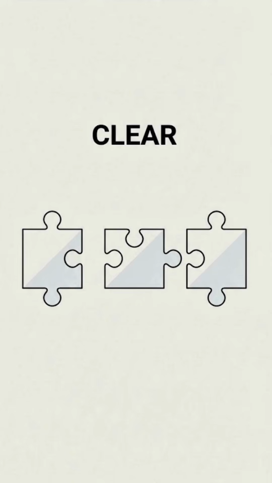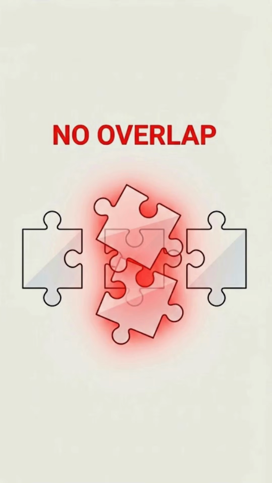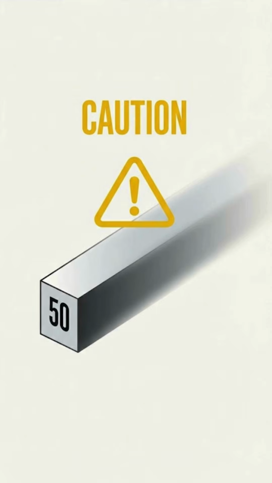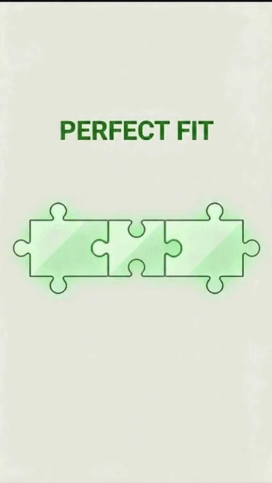These limits must be clear and definite. They should not overlap. They should not leave gaps. And we must avoid confusing open-ended classes like above 50 unless absolutely necessary. Clarity ensures every observation fits into one and only one class.